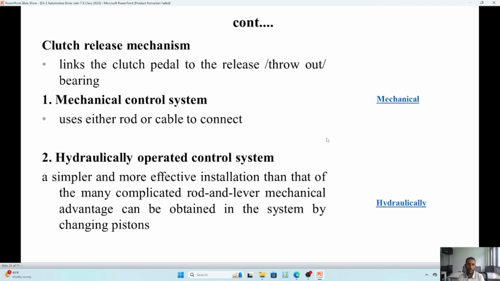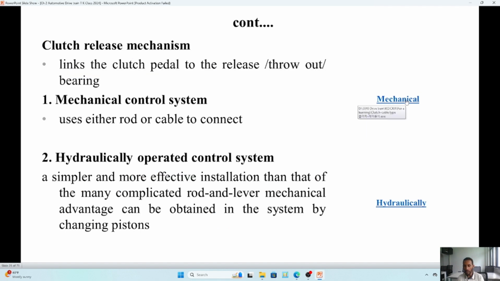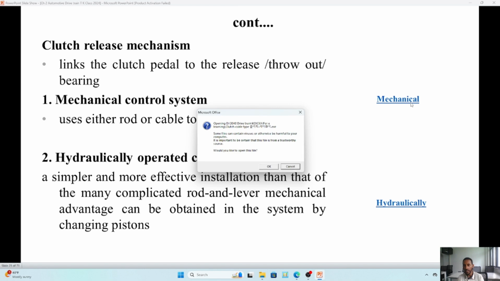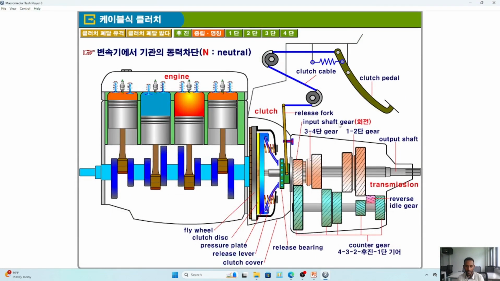In the next part, we will try to see the clutch release mechanism. We will have mechanical and hydraulic operated clutch release mechanisms. If you observe this one, simply this is hydraulic. It will have the pedal and the hydraulic system, and this will have mechanical. To make this clear, it's better to see one animation here. So it's in Korean, so no problem.